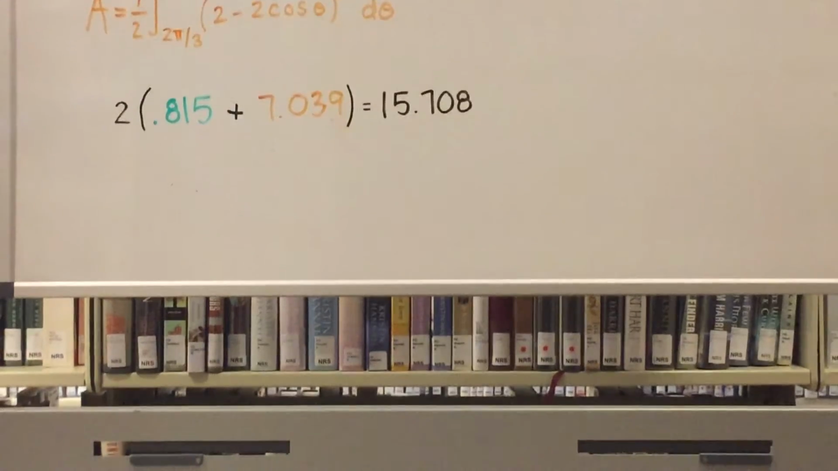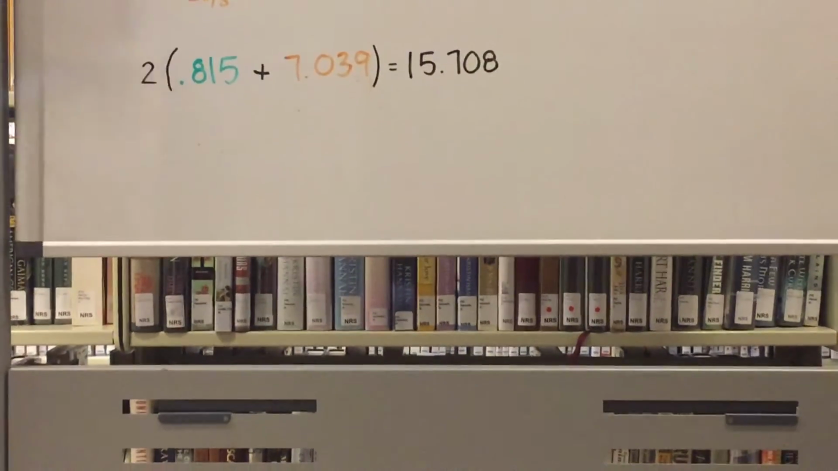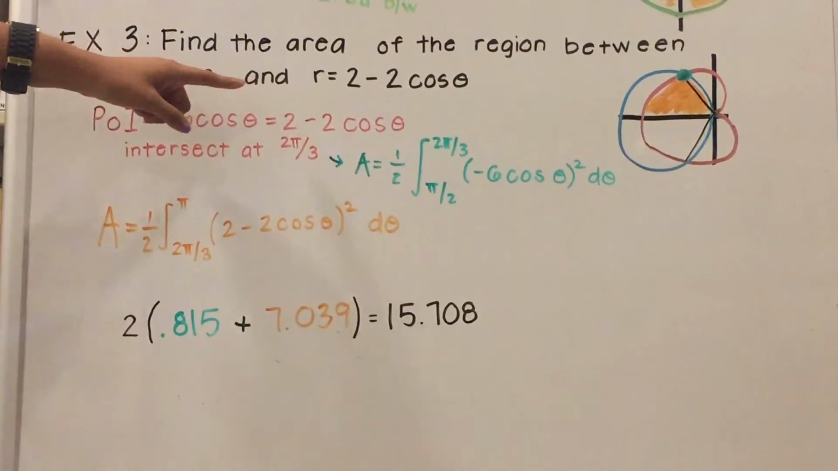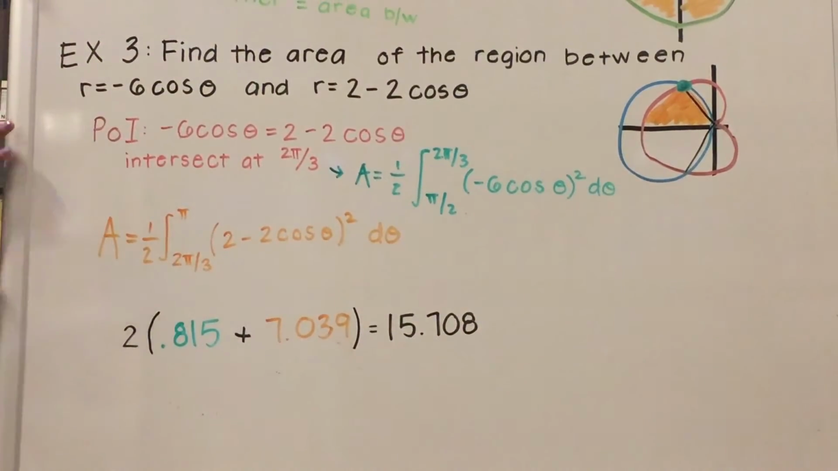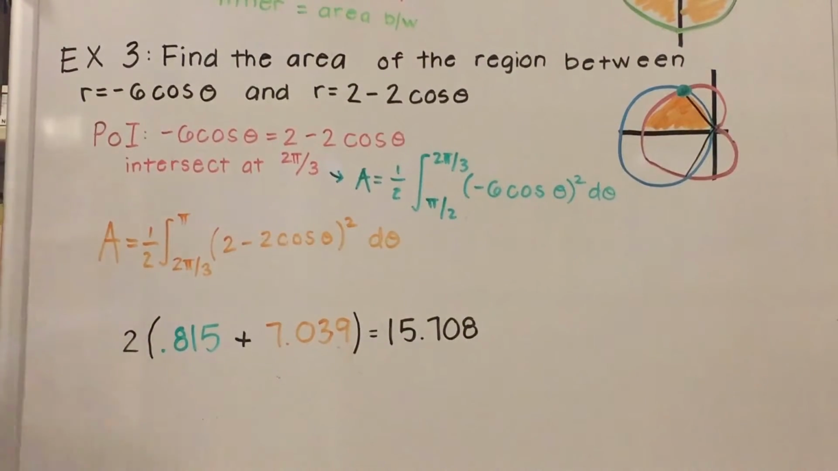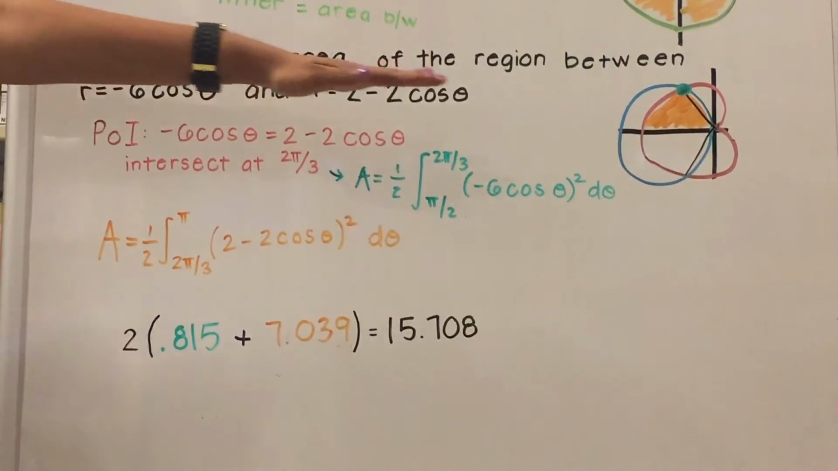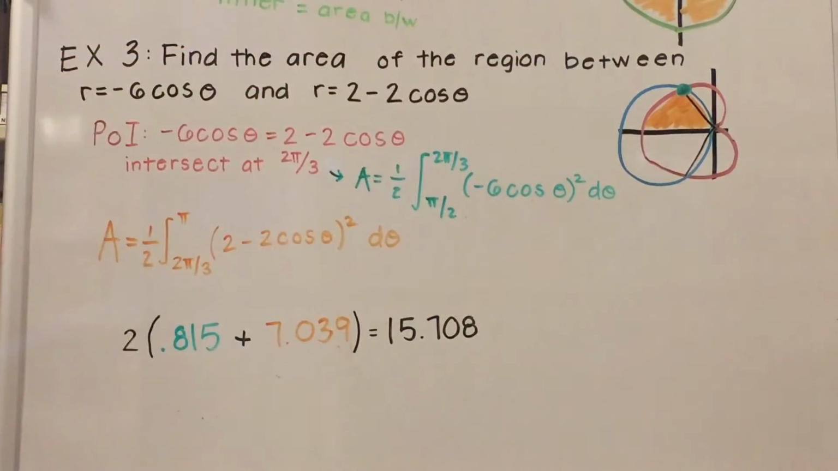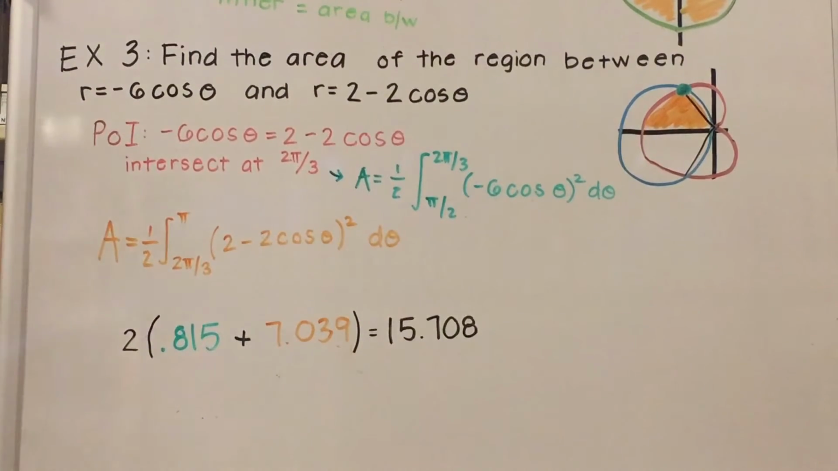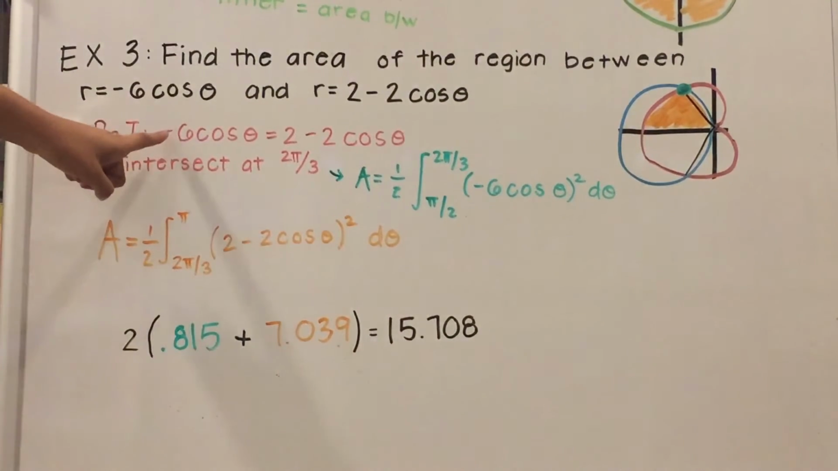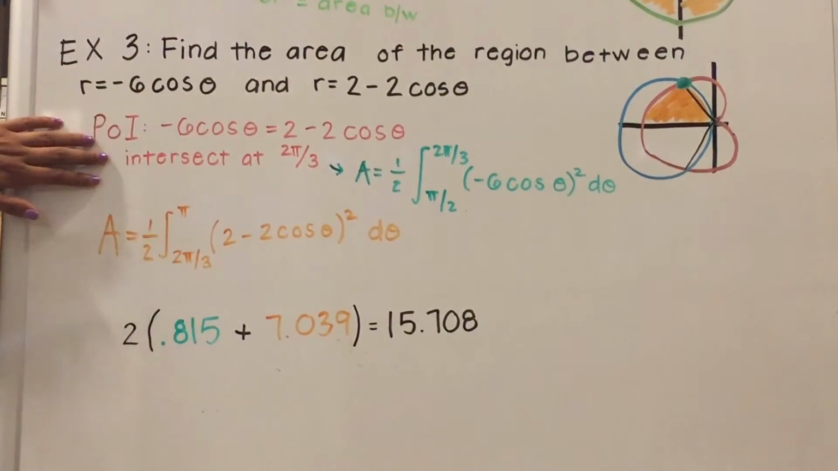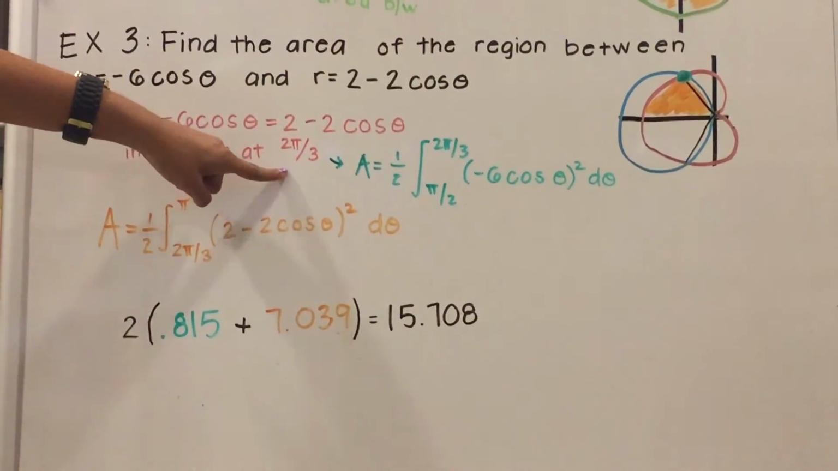Our third example says to find the area of the region between r equals negative 6 cosine theta and r equals 2 minus 2 cosine theta. This one covers how to find points of intersection. Before I get to that, we want to make sure we're only working with the top half, because this graph is symmetrical, so we don't need to worry about doing both points of intersection. To find the point of intersection, you would do negative 6 cosine theta equals 2 minus 2 cosine theta. That will give you an intersection point at 2 pi over 3.